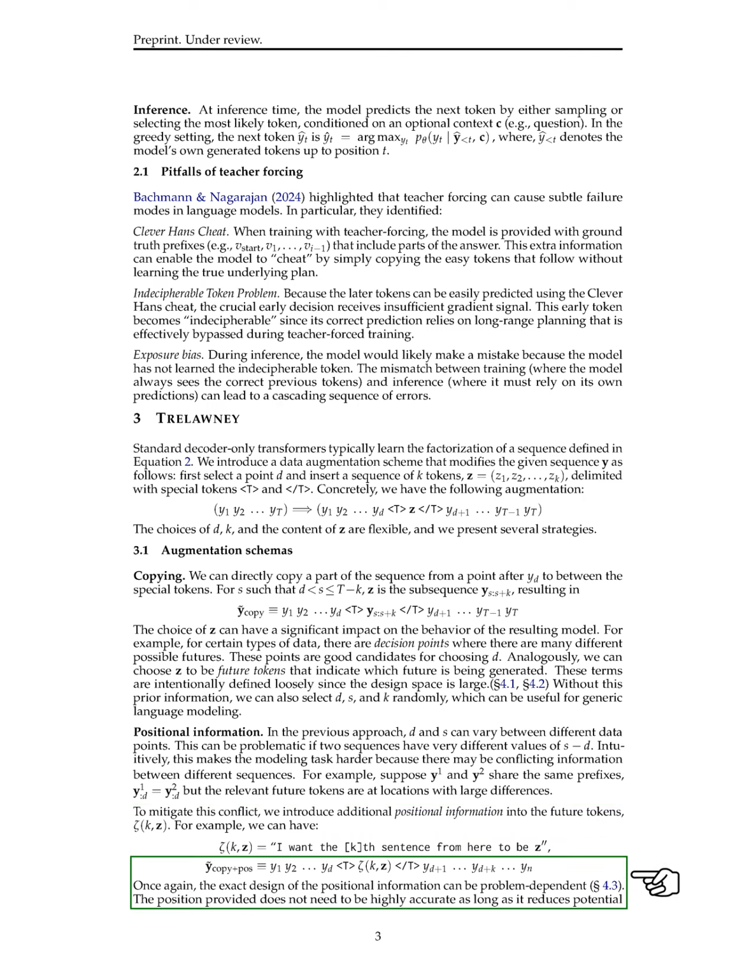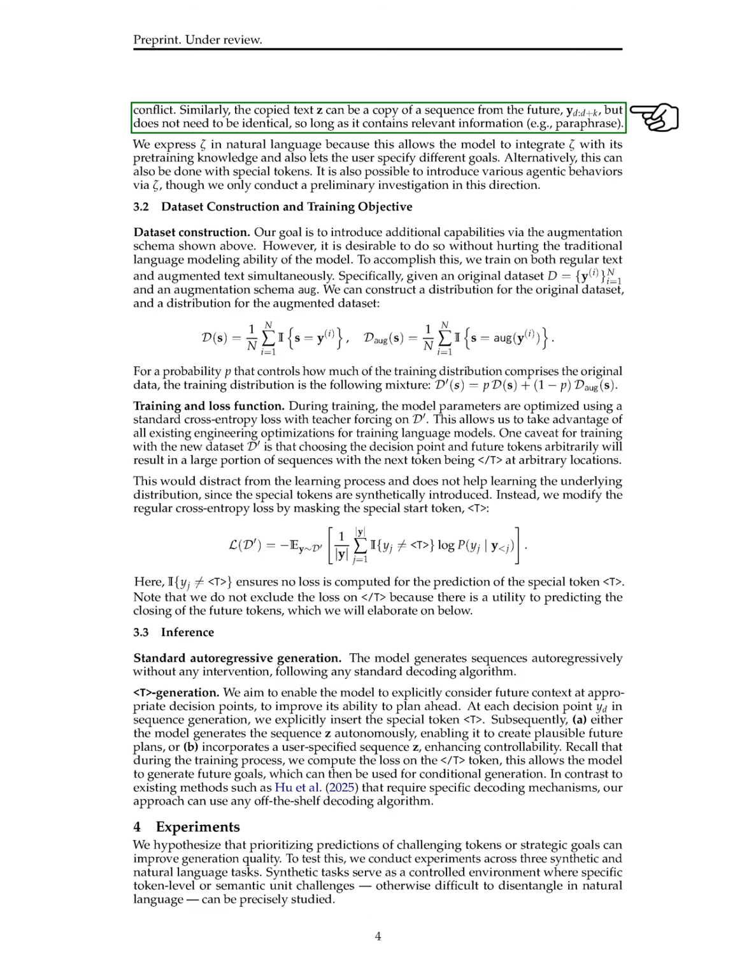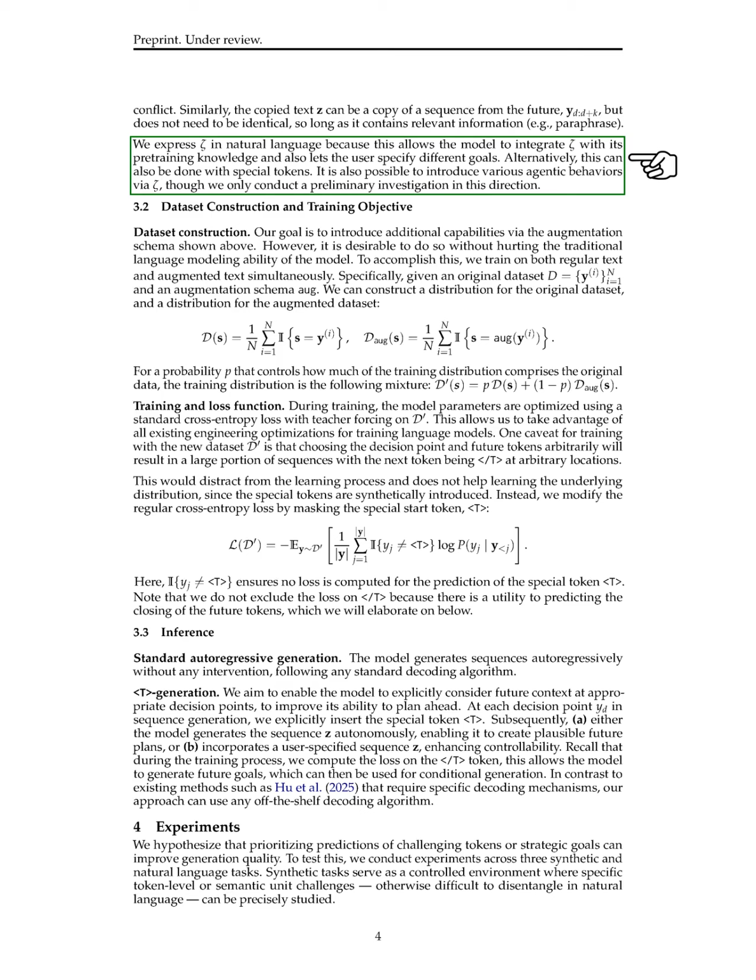The exact design of this positional information can depend on the specific problem, and it doesn't need to be perfectly accurate as long as it reduces potential conflicts. We can also copy text from the future, but it doesn't have to be identical, as long as it conveys relevant information, such as a paraphrase. We express zeta in natural language to allow the model to integrate it with its pre-training knowledge and enable users to set different goals. We can also use special tokens for this purpose and explore various agentic behaviors through zeta, although our investigation in this area is still preliminary.